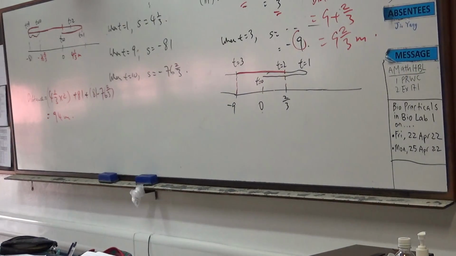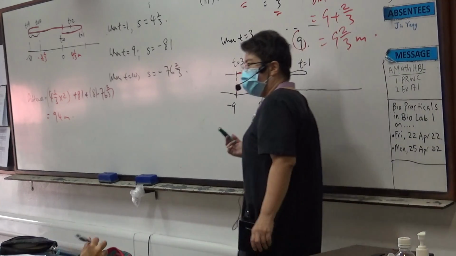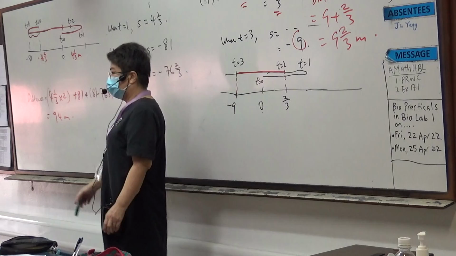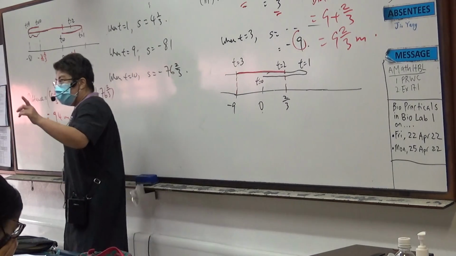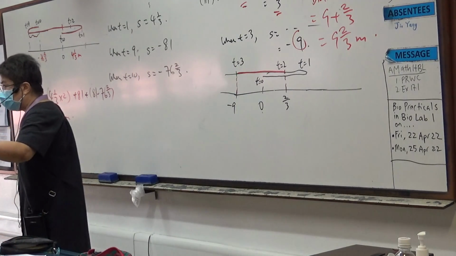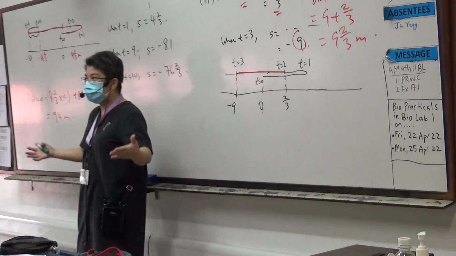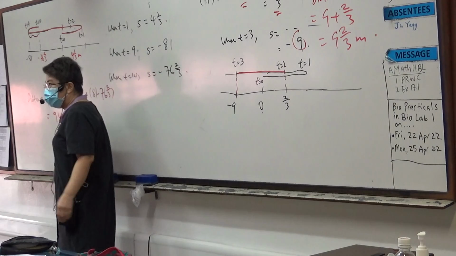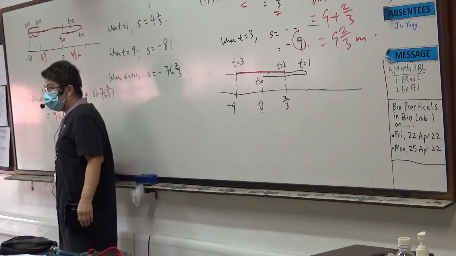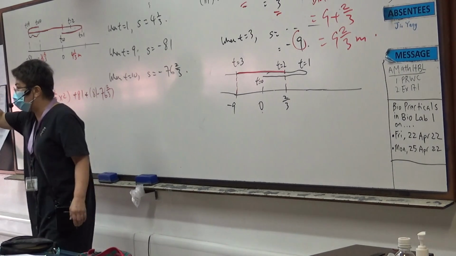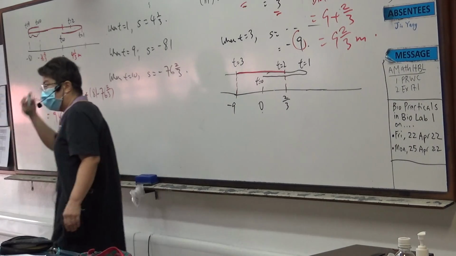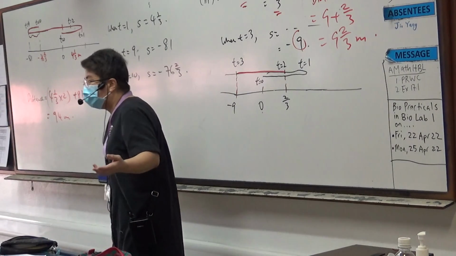Now, the horrible thing is that sometimes they can ask for average speed. Speed is what? Distance divided by time. Total distance divided by total time. So what if I want the average speed for the first 10 seconds? It will be 94, total distance travelled, divided by total time, which is 10. So it's 9.4 meters per second. You must know how to do this.